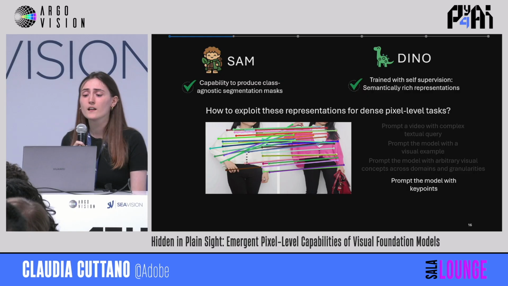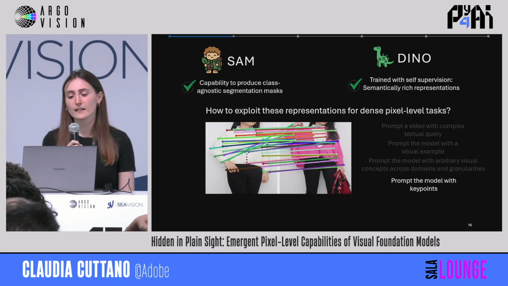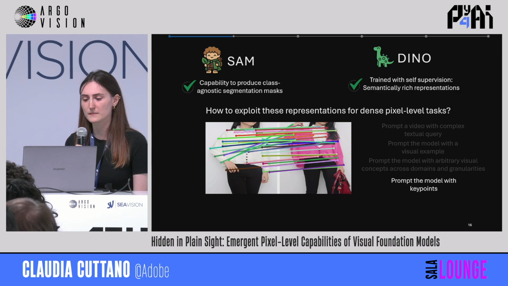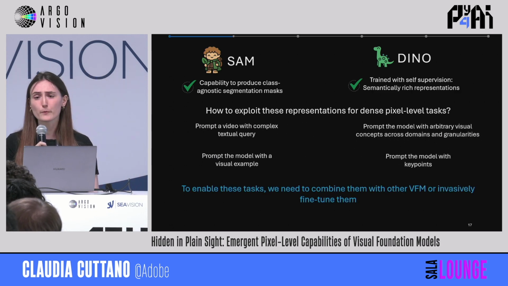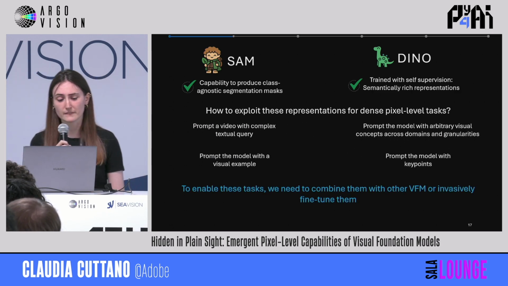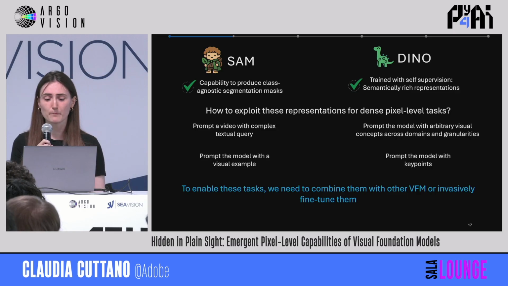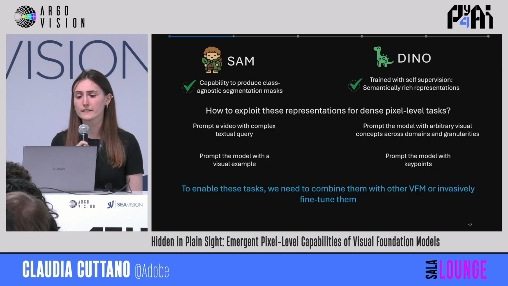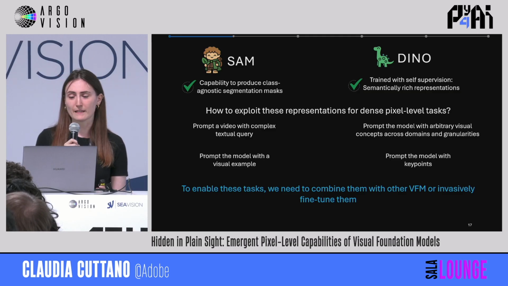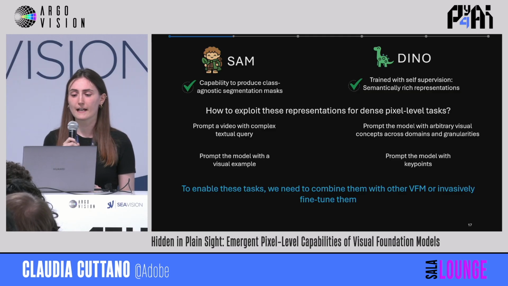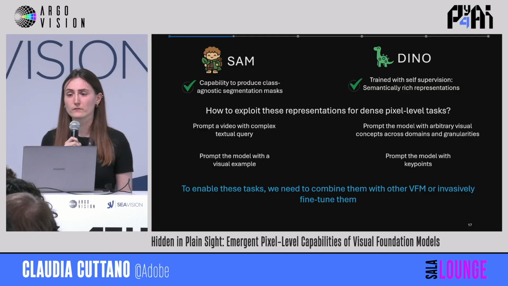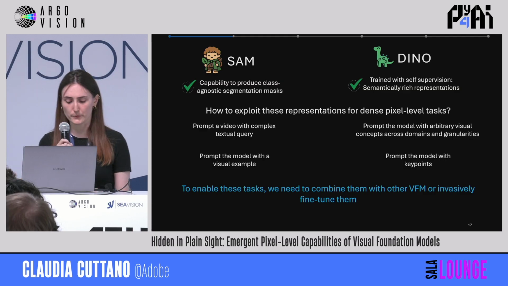And finally, we would like to have a model that we can prompt with key points that are more fine-grained semantic concepts. So the common approach nowadays is to enable this task by taking Segment Anything and DINO, putting them all together, or instead taking Segment Anything or DINO and coupling this model with an external visual language model, or we can take one of the two models and entirely fine-tune it.